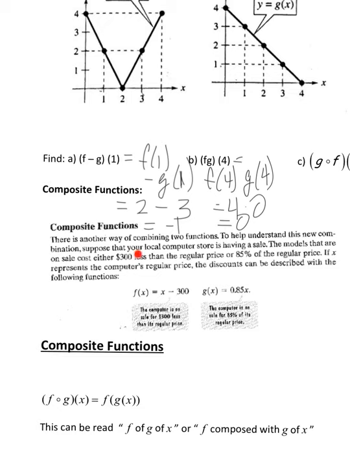The first one is a sale where it's just $300 less than the regular price, and that would be f of x equals x minus 300. So if x is our regular price and we subtract 300 from it, that would then give us our new sale price. The other discount would be 85% of the regular price, which is a 15% discount, and that would be represented by g of x.